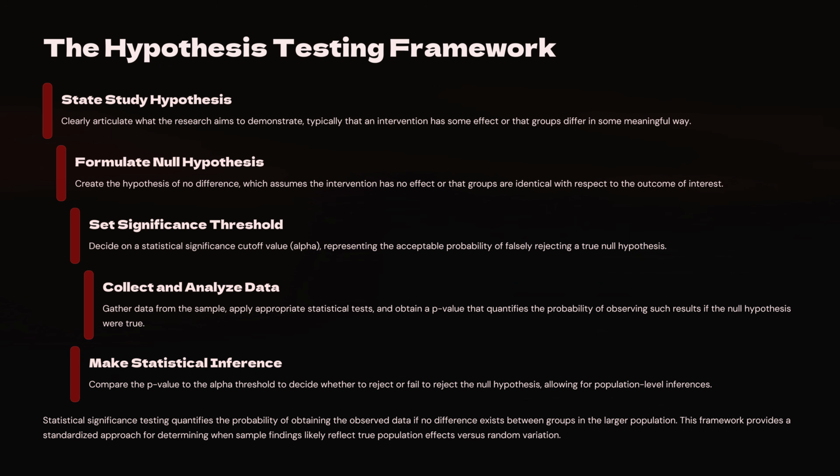You collect and analyze the data after you've done all these things, and then you obtain a p-value, which is related to the alpha value. And you make a statistical inference. You compare that p-value to your alpha threshold, and then you can somewhat confidently reject or fail to reject the null hypothesis based on your stated hypotheses. And so this is the hypothesis testing framework.